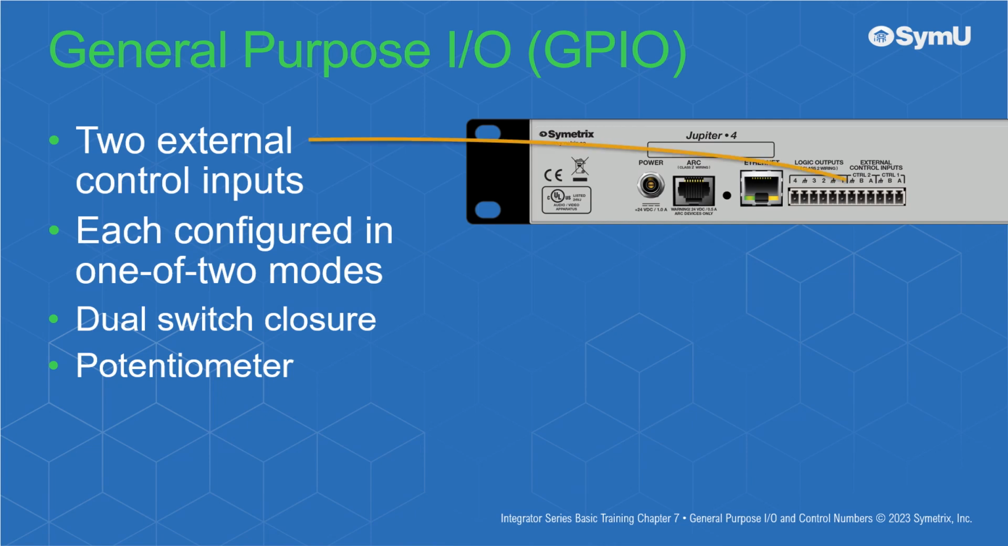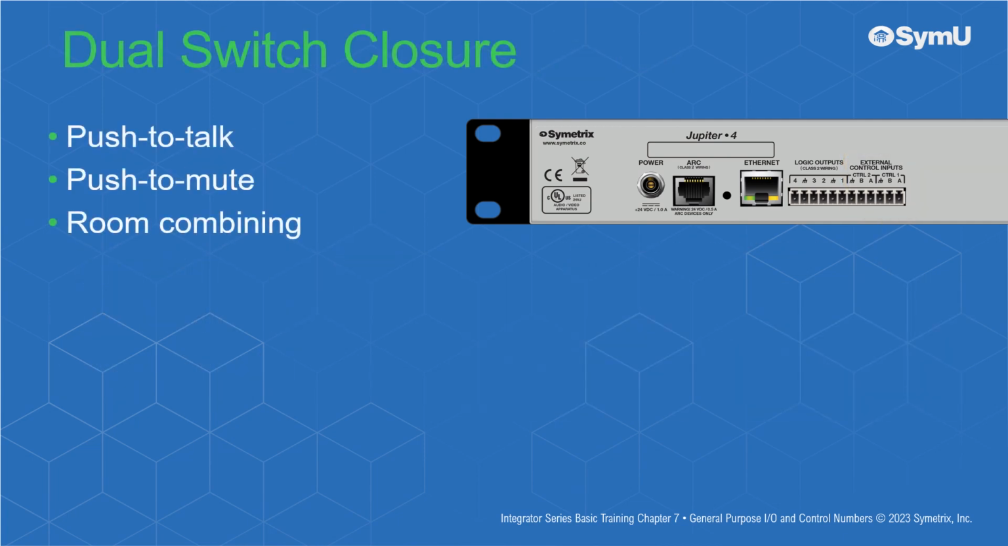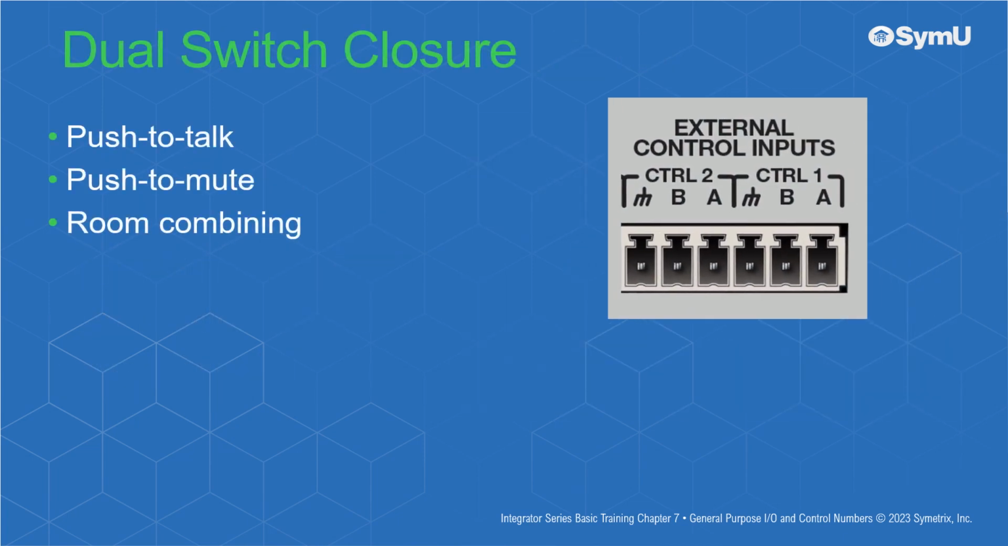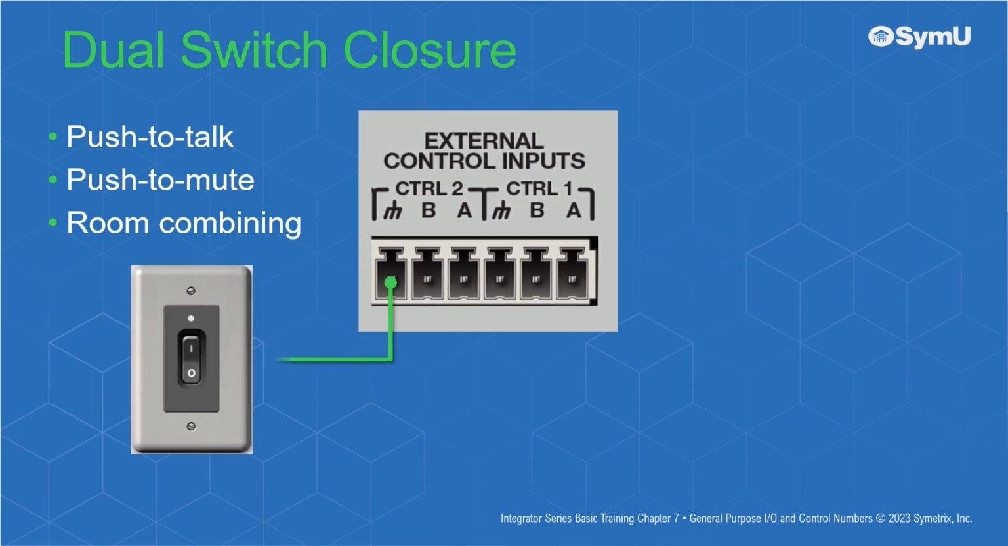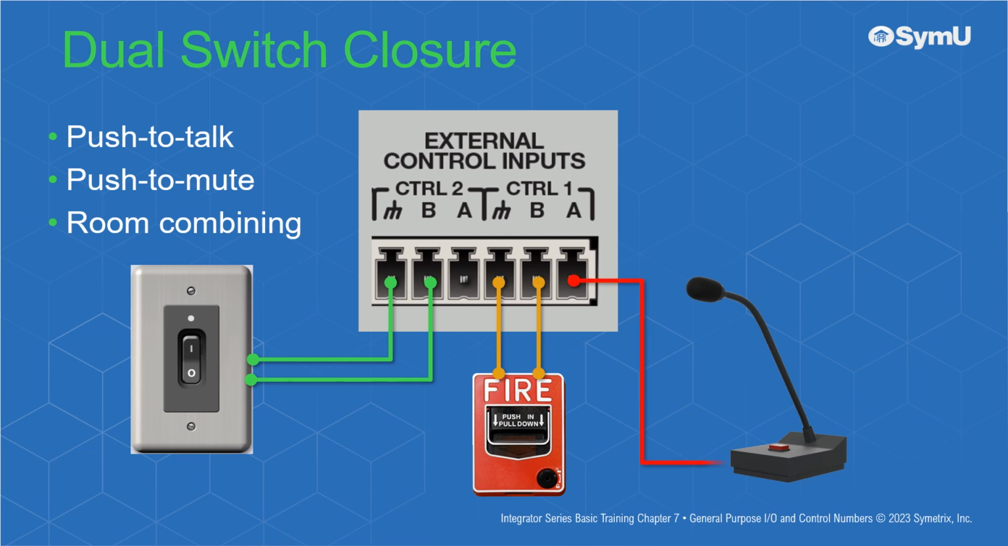Each external control input, also known as General Purpose Input-Output or GPIO, can be configured in one of two modes: as a dual switch closure or as a potentiometer. Dual switch closure mode is most commonly used with push-to-talk or push-to-mute buttons on microphones, for an emergency mute or fire alarm relay connection that mutes or overrides the system audio, and for room combining that uses switches or movable wall partitions.